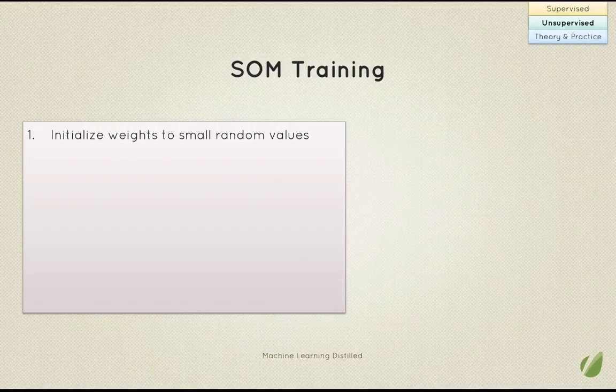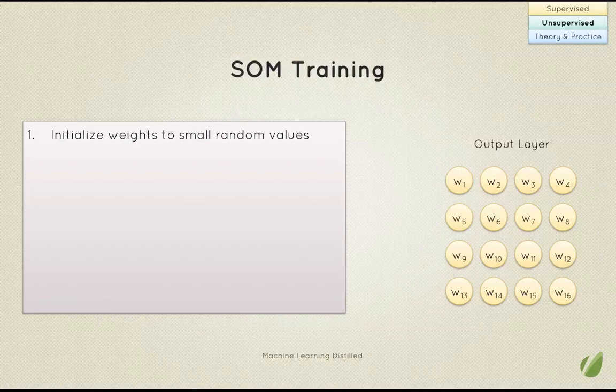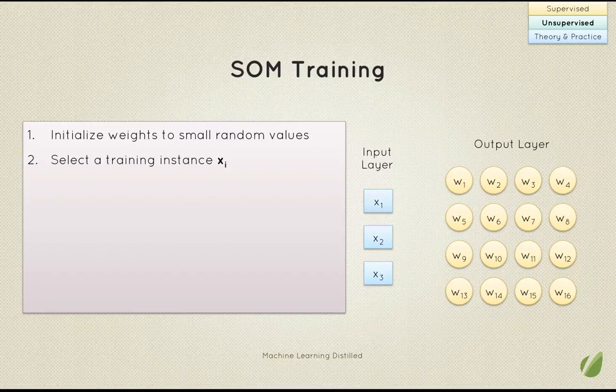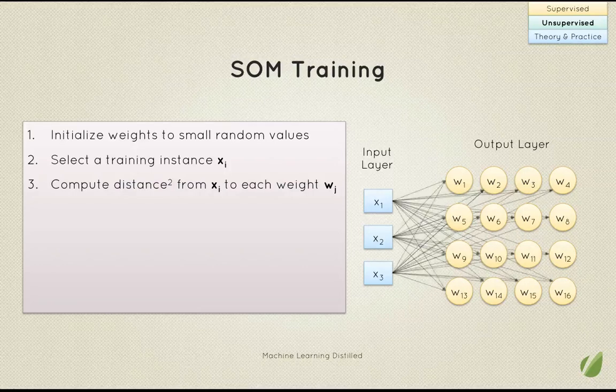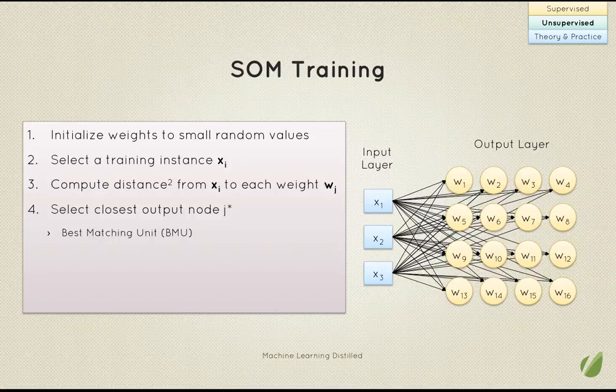First, we will initialize the weights to small random values. Remember that we have one weight per output layer neuron. Secondly, we'll select a training instance x sub i from our data set. In this case, there are 3 dimensions in the input instances. We will compute the distance squared from every x sub i to every weight w sub j. Having computed all those distances, we will find the output node j star that is the closest in distance to this input instance. We call that the best matching unit. In this case, it's w sub 11.